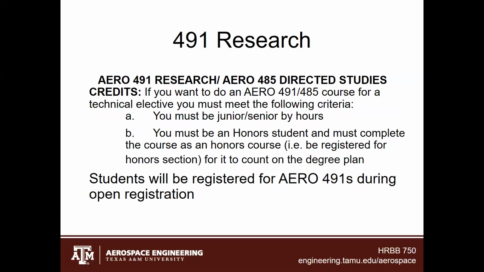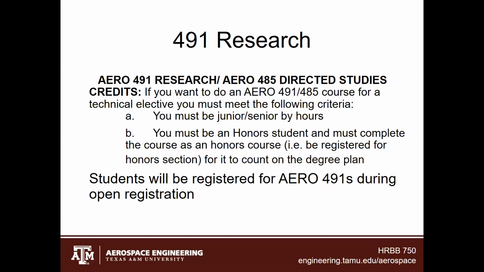Okay, so let's talk about research. All right. So if you're doing 491 and 485, for it to count as a tech elective, you have to be an honors student. That's the only way that you can get tech elective credit for research or directed studies. And it has to be registered for an honors section. You have to be a junior by hours.